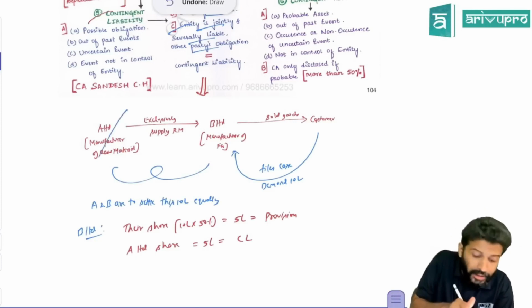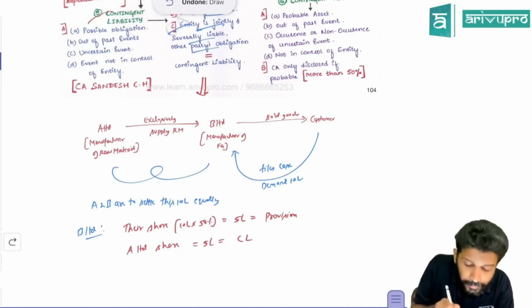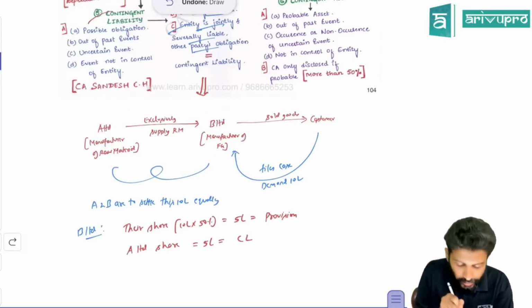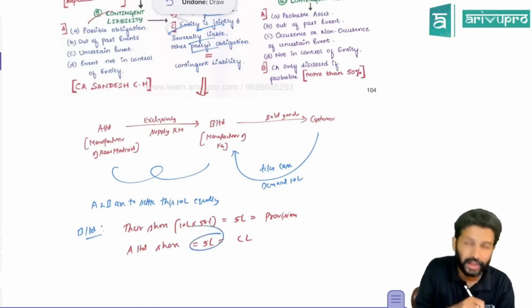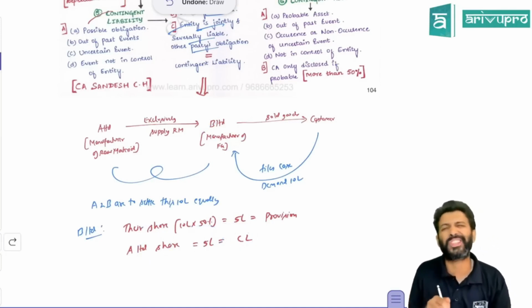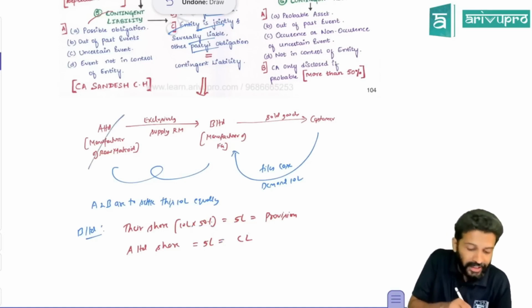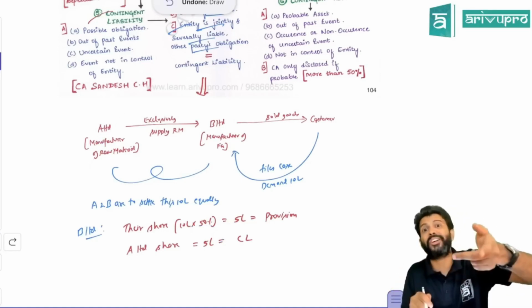5 lakh. Sir, what if A Limited does not pay? Then B Limited has to compensate. Yes or no? So A Limited's obligation of 5 lakh, B will disclose as a contingent liability, because if A defaults, then B has to pay that extra 5 lakh.